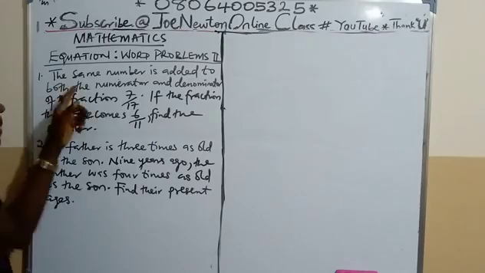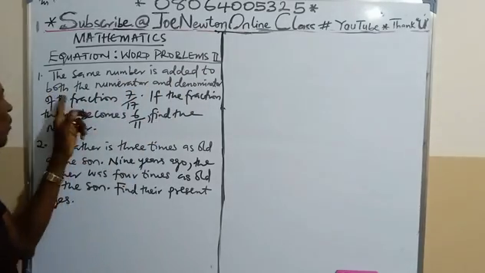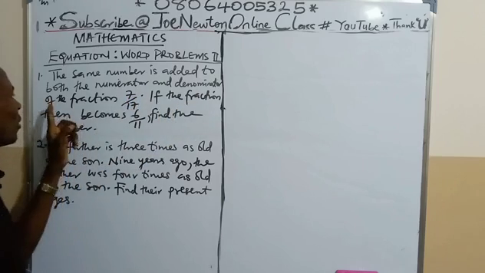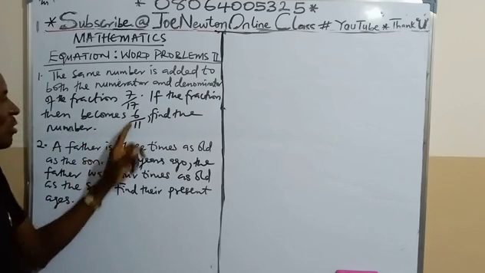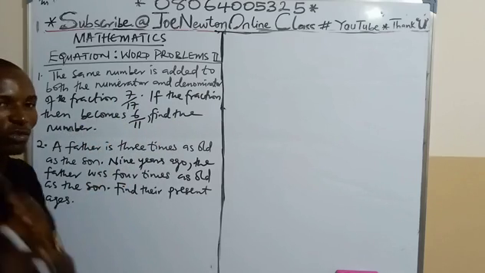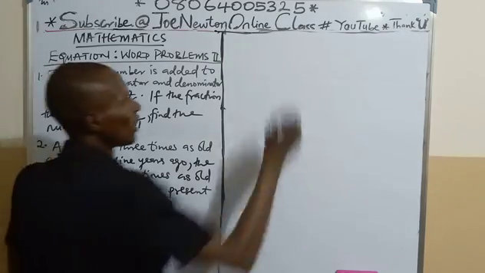We said that the same number is added to both the numerator and denominator of the fraction 7/17. If the fraction then becomes 6/11, find the number. That's question number 1. Let's solve number 1 quickly.